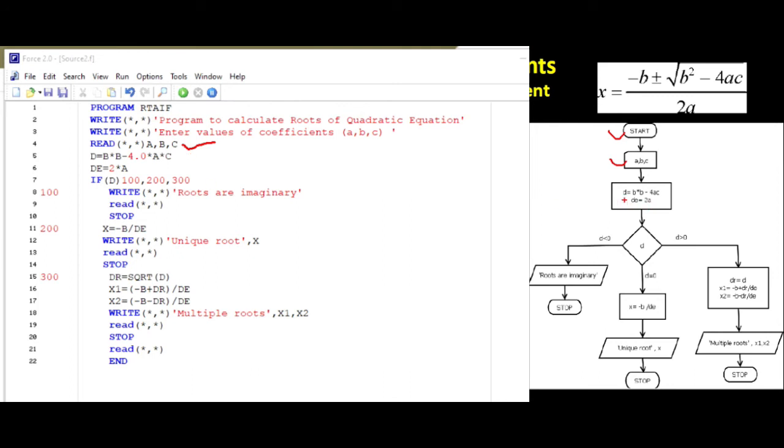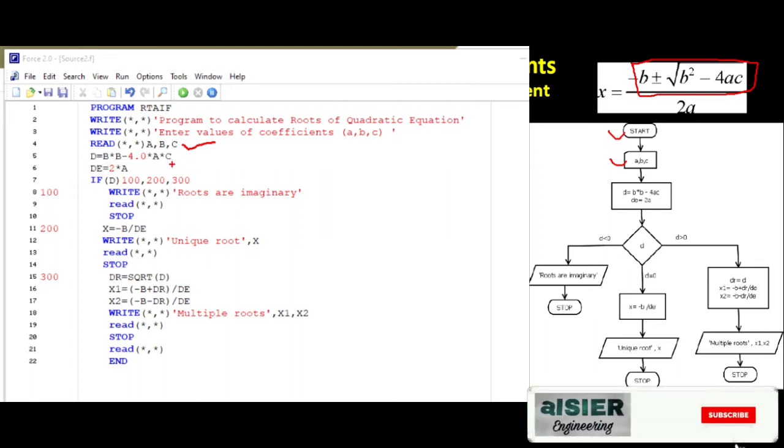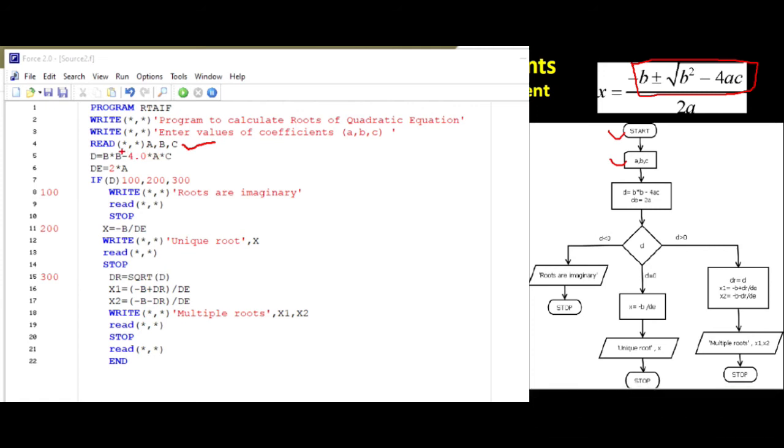Then what is d? d is equal to b square minus 4ac. So we will calculate it and name this d. Here we will write d is equal to b into b minus 4ac, that is, d is equal to b square minus 4ac. The answer of this will get stored in d. Then we will calculate 2a and store it in de. Okay, so 2a in de.